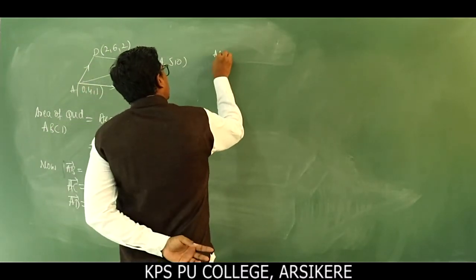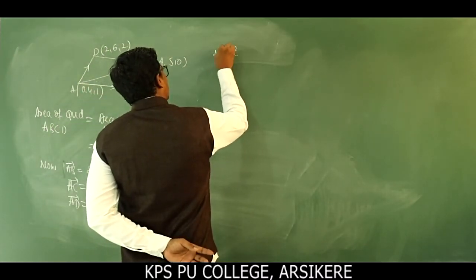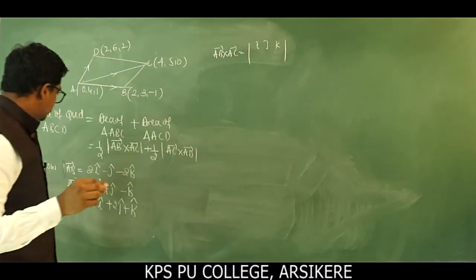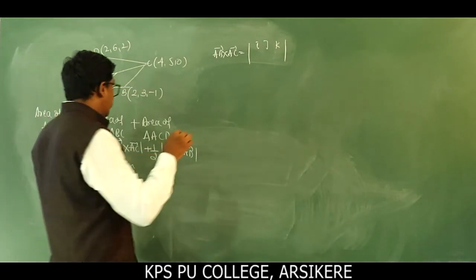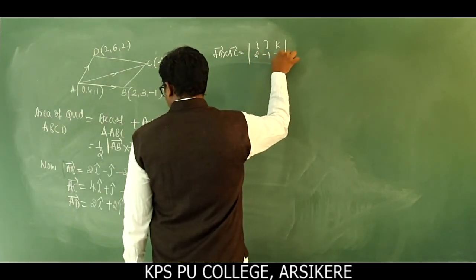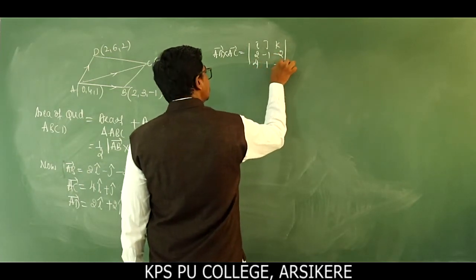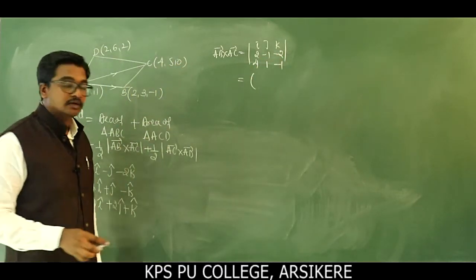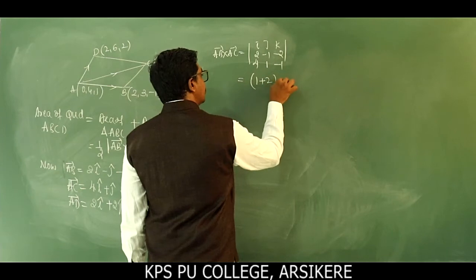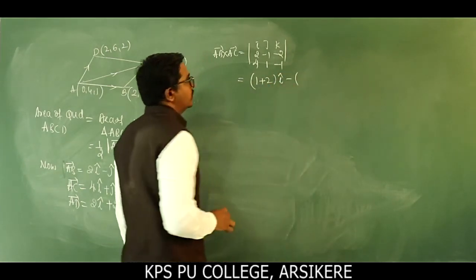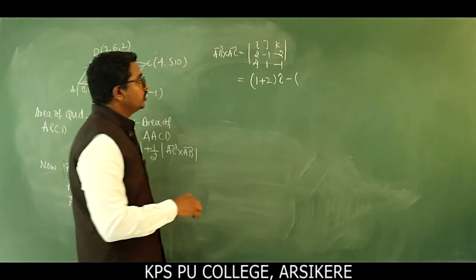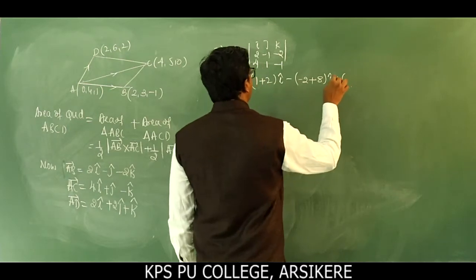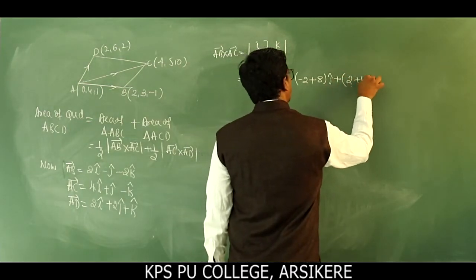Now, vector AB cross AC is equal to first row I, J, K, second row the scalar components of AB as well as AC. Second row becomes 2, minus 1, minus 2, 4, and this will be 1 and this will be minus 1. Expansion becomes: 1 minus 1 into minus 1 is plus 1, plus 2, into I cap, minus second one, corresponding row corresponding column, 2 into minus 1 is minus 2 plus 8, into J cap, plus last one K. This is 2 plus 4 into K cap.